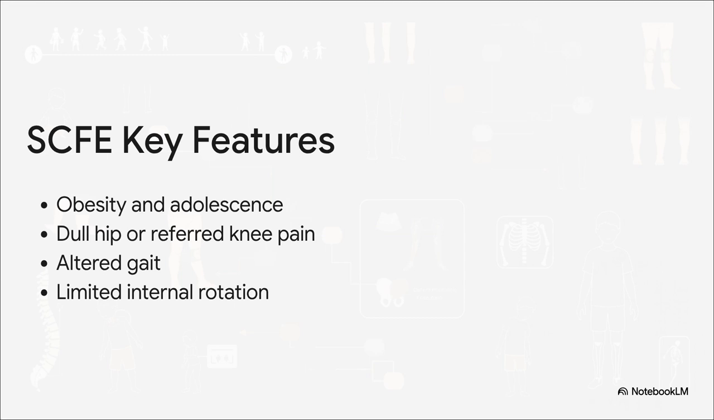The massive key clue here is that hip pathology often presents purely as referred knee pain in adolescence. So, if the knee exam is totally benign, check the hip. The exam will also reveal limited internal rotation. Now, SCFE typically occurs in obese adolescents, but if you see SCFE in a child under age 10, or if it presents bilaterally, you've got to suspect an underlying endocrinopathy.